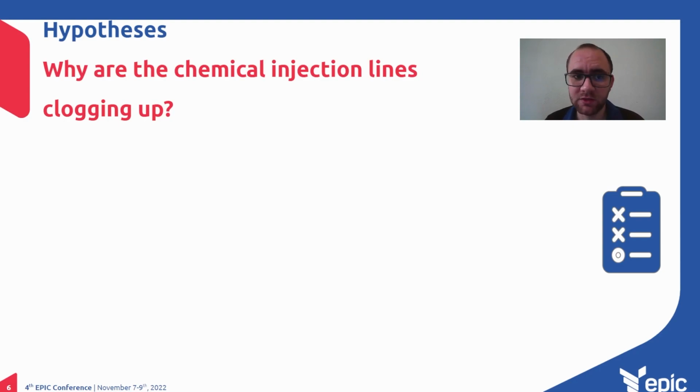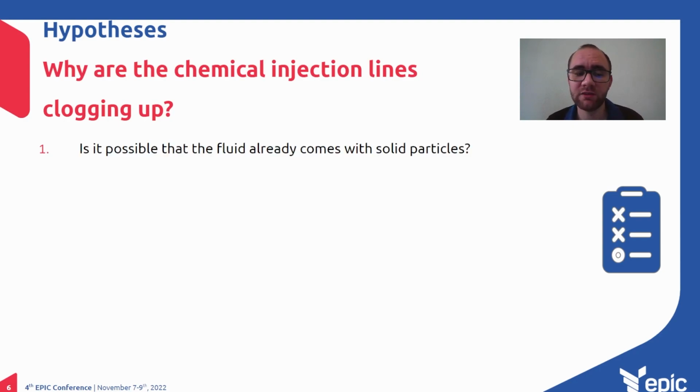So for that, we have some hypotheses to know why the chemical injection line is clogging up. For the first case, we have the question: is it possible that the fluid already comes with solid particles? The manufacturer sends the demulsifier to the oil field, and already in the production of the demulsifier you can have some particles, or in the transportation, or by contamination in the oil field, you can have this problem.